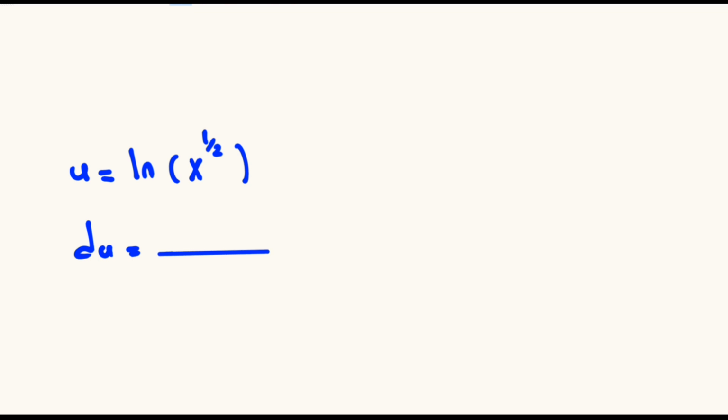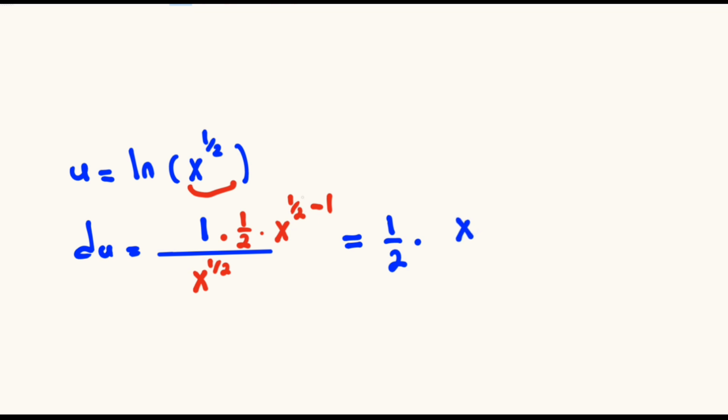The derivative of the ln of x raised to the power half will be equal to 1 divided by the function which is inside the ln, the x raised to the power half. You multiply this by the derivative of the function which is inside the ln. The derivative of the x raised to the power half will be equal to 1 over 2 multiplied by x raised to the power half minus 1 from the exponent of the x. And this will be equal to 1 over 2 multiplied by x raised to the power negative half.